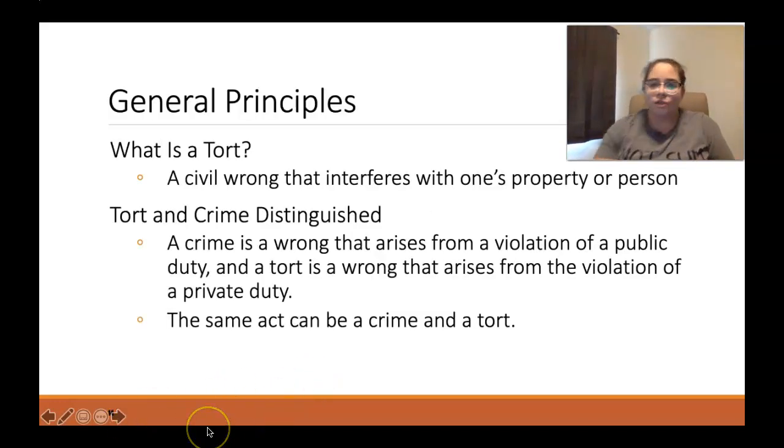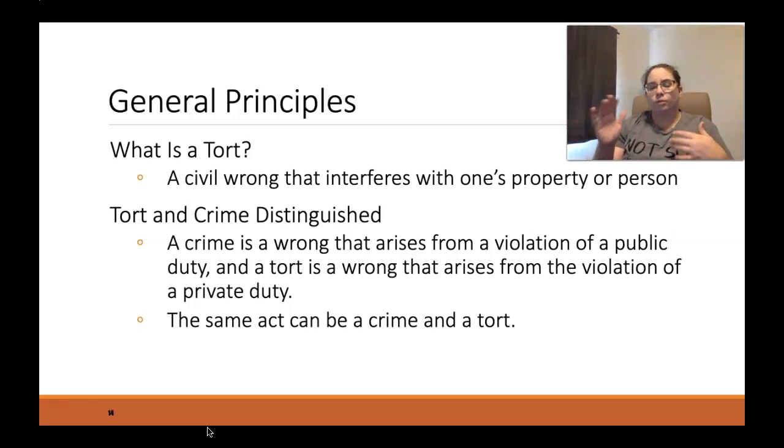So what is a tort? It's a delicious dessert, typically, but when we're talking about a tort in terms of the law, a tort is a civil wrong that interferes with someone's person or property. So when you distinguish between a tort and a crime, what you have to understand is that a crime arises from a violation of a public duty. We all have a public duty to not violate the law.